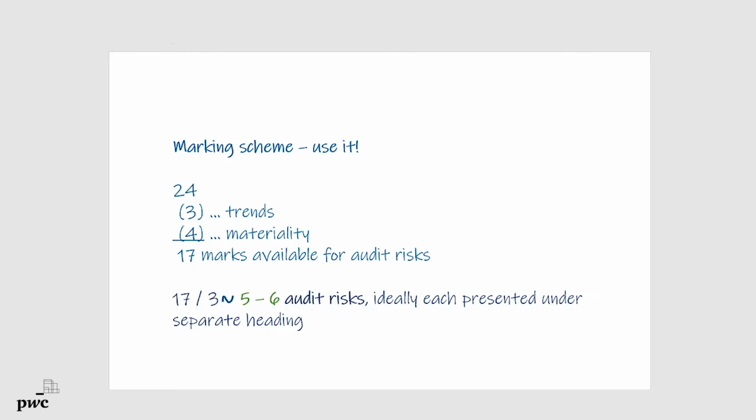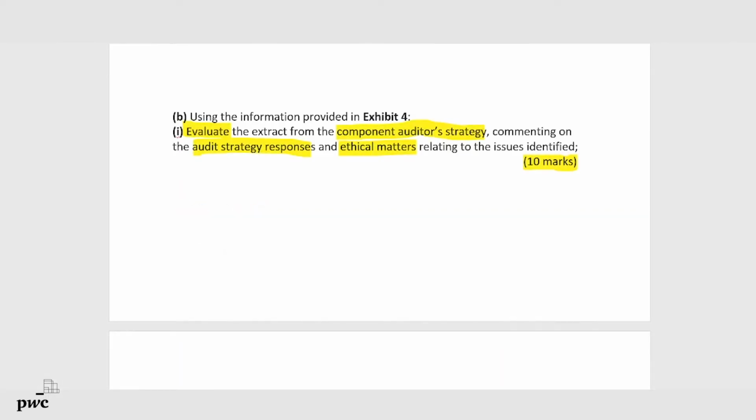Let's now move to requirement B. In the first part of requirement B, you were asked to evaluate the component auditor's strategy in Exhibit 4 for 10 marks. So your answer should ideally include 10 well-explained points.